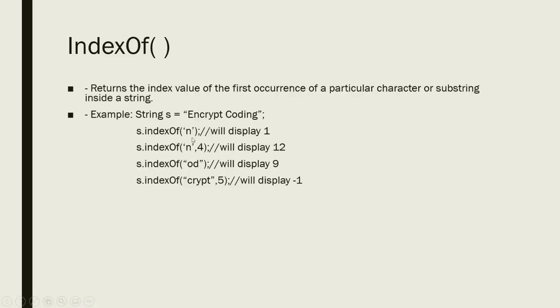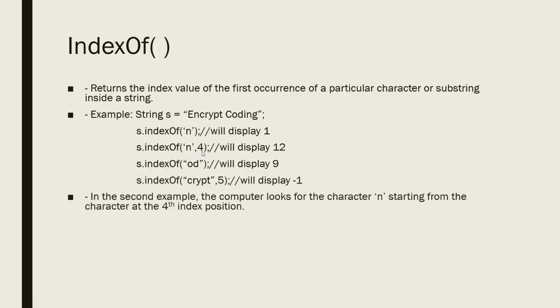And now there's a variation of this function. It's actually an overloaded function, which you'll be learning about in later videos. But for now, here we've added a 4 after the n. So we're still looking for the same character n, but only starting from the fourth index position. So it skips anything it finds before index value 4. Do note that if you don't specify a number, it will search from index 0, or the first character. So for the second one, the answer would be 12, as after index 4, it appears at index 12.